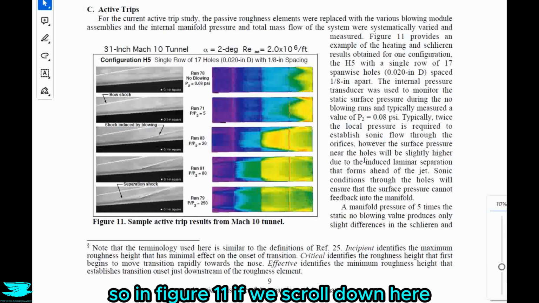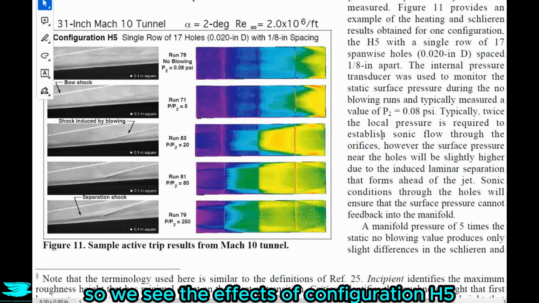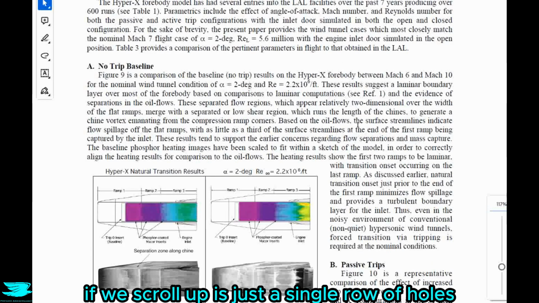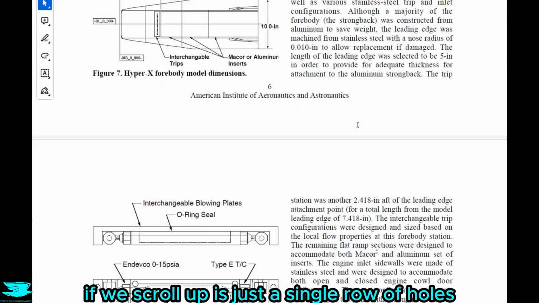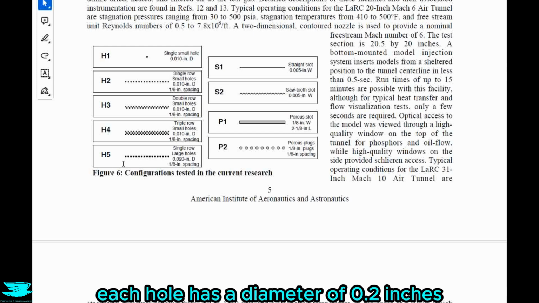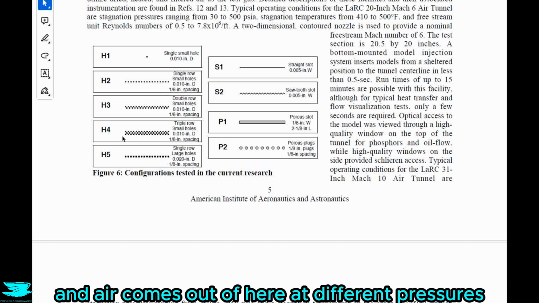So in figure 11, if we scroll down here, we see the effects of configuration H5, which from figure 6, if we scroll up, is just a single row of holes, as we can see here. So H5 here is a single row of holes, 17 along. Each hole has a diameter of 0.02 inches and a spacing of 0.125 inches. And then air comes out of here at different pressures.